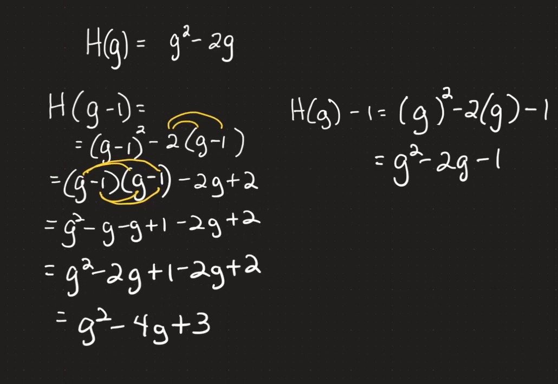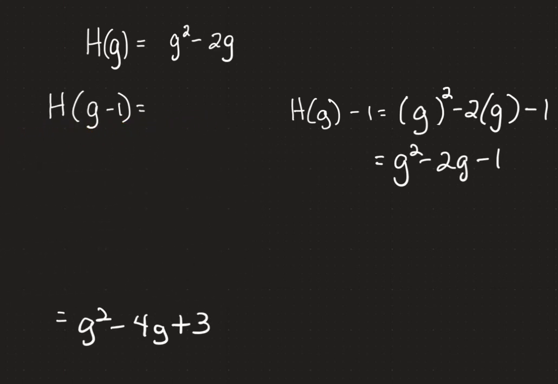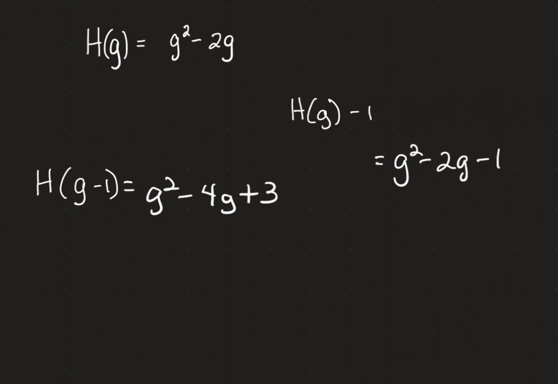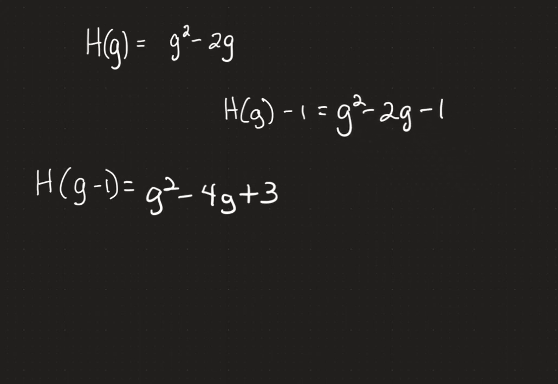So let's summarize what we have here. First, let's get this out of the way, and we'll bring this down here. Put those equal. The function h of the quantity g minus 1 equals g squared minus 4g plus 3. But on the other hand, the function h of g, minus 1 equals g squared minus 2g minus 1. Those are very different outcomes.